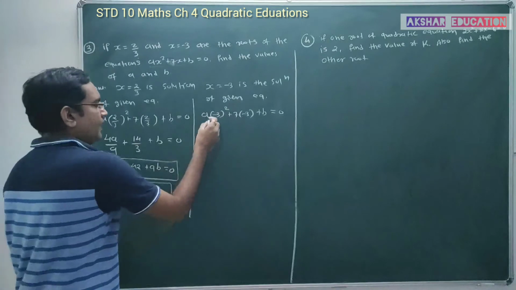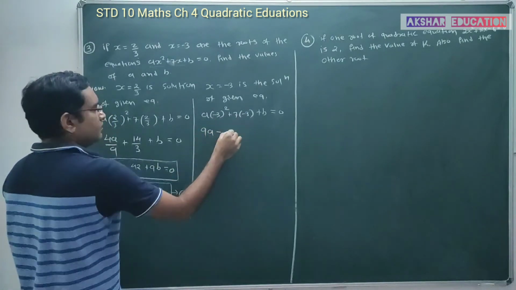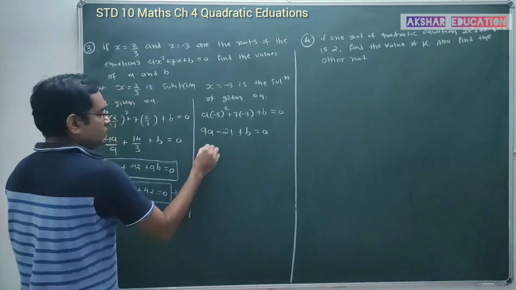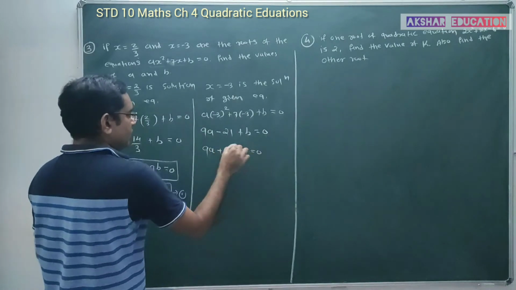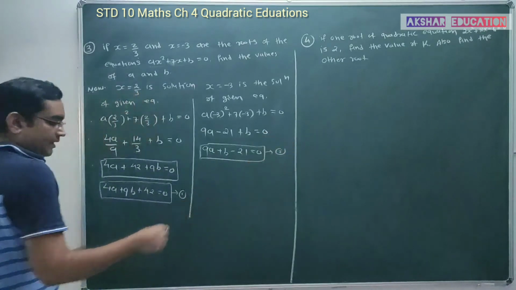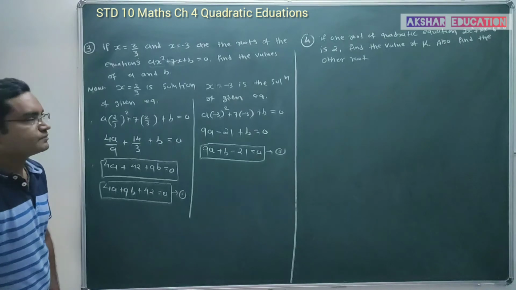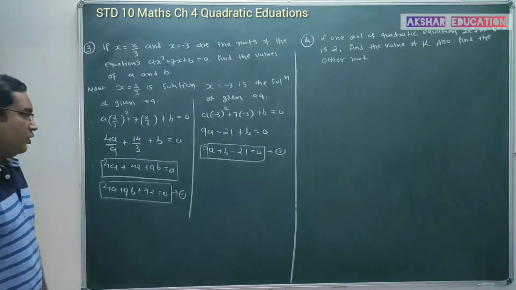Now here -3 square is 9. So 9a minus 21 plus b equal to 0. So it's 9a plus b minus 21 equal to 0. This is another equation. Both are linear equations in two variables. That is our chapter number 3. You have to solve these two equations.